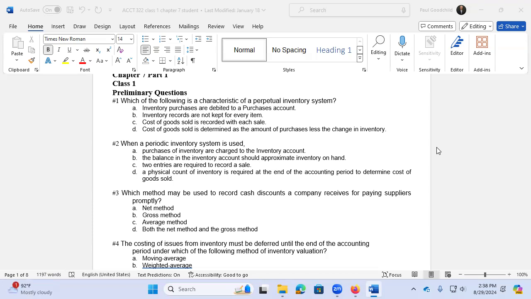With perpetual systems, if we sell something, it comes out immediately. In a periodic system, at the end of the month, you look at how much you have, how much you started with, how much you purchased, and you back into how much inventory you've sold. If we think of any type of account, you have a beginning balance, plus, and we're talking about inventory, we add our purchases, we deduct what we use, and that equals our ending balance. Well, if you're in a periodic system, you do an inventory count, so you know what the ending balance is.